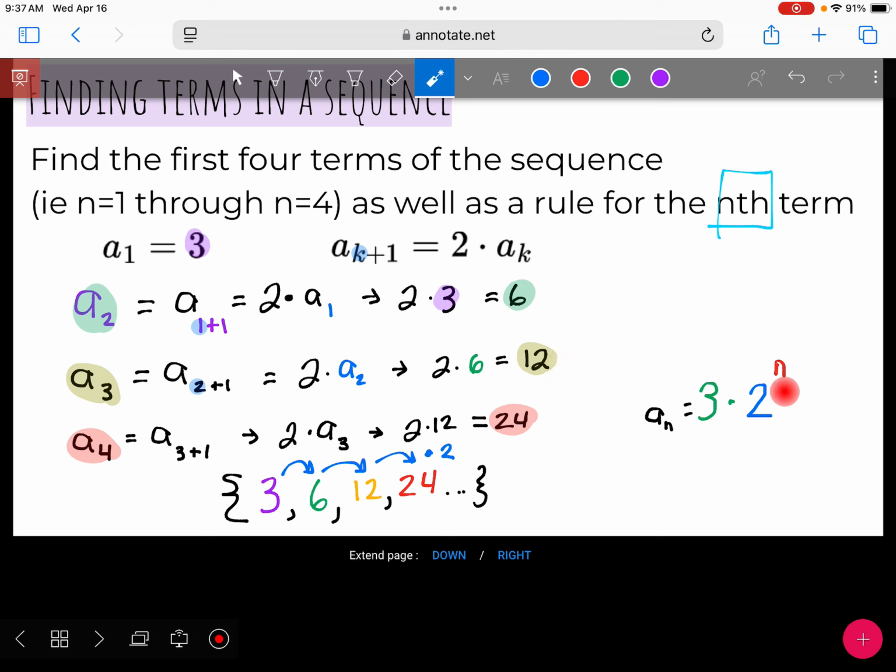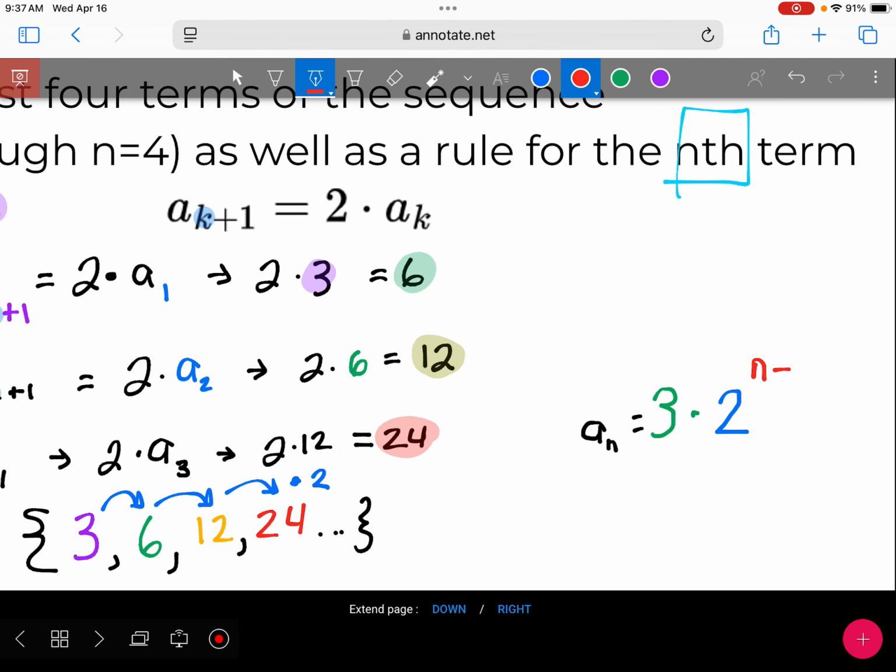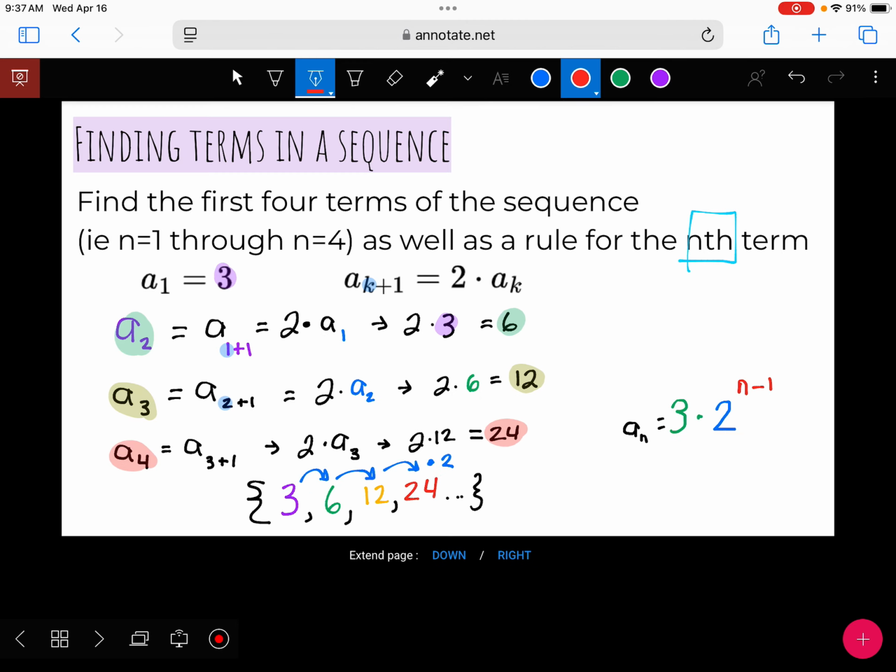So I'm not actually going to put n as my power. I need one less. N minus 1. So if I calculate using our n's here, n equals 1, 2 to the 0 gives us our 1. 2 to the power of 1 gives us a sub 2. So trying to find these patterns is a little tricksy.